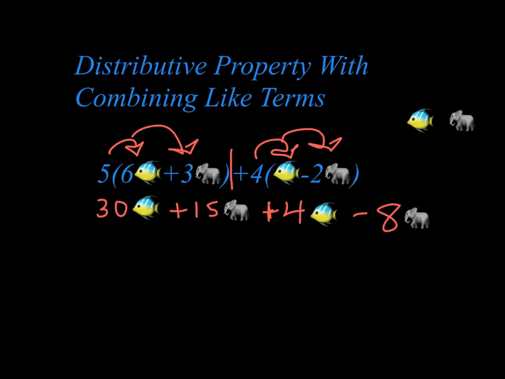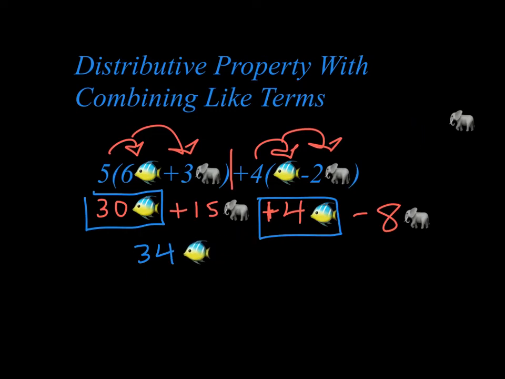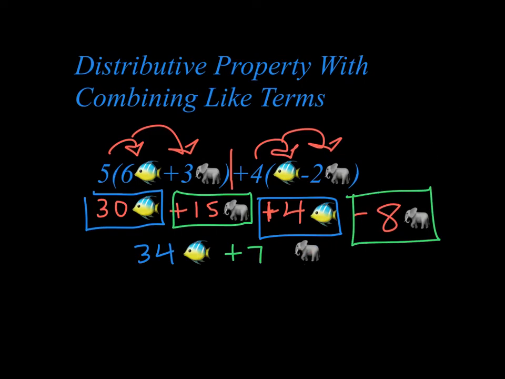Now I need to combine like terms. So I'm going to say 30 fish plus 4 fish, which is going to give me a total of 34 fish, plus 15 elephants minus 8 elephants. And 15 minus 8 is going to give me plus 7 elephants. So my final expression is going to read 34 fish plus 7 elephants.